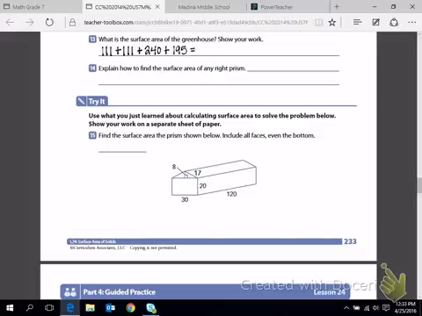And now that we've accounted for all of the faces, we'll add them together. So 111 plus 111 plus 240 plus 195 gives us 657. So that's 657 feet squared. So what we did was add both pentagons and all 4 rectangles.